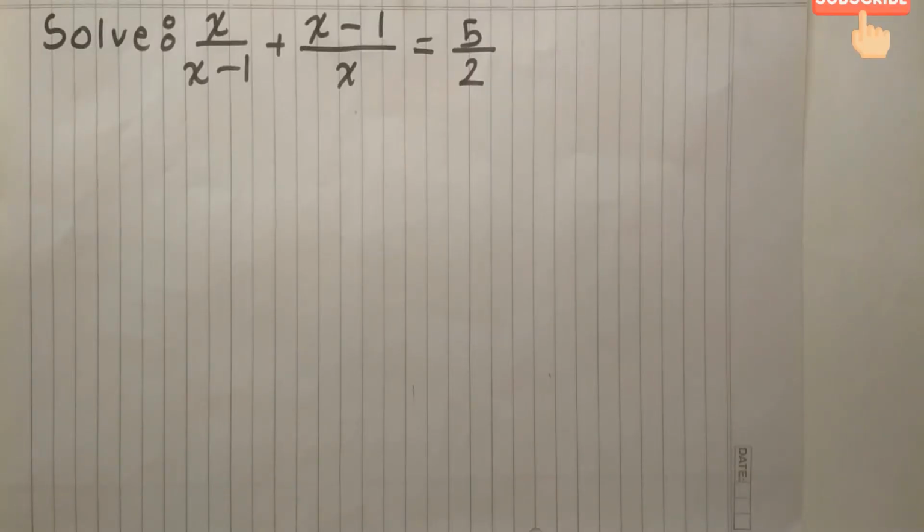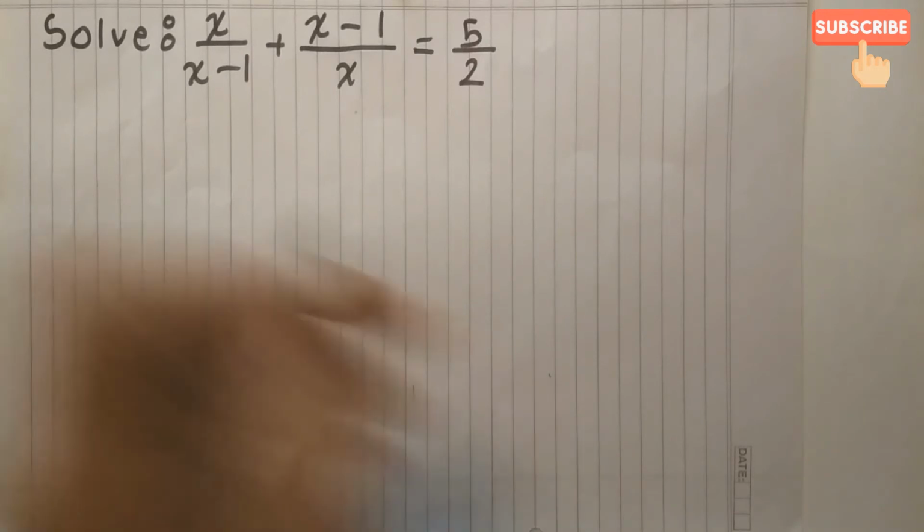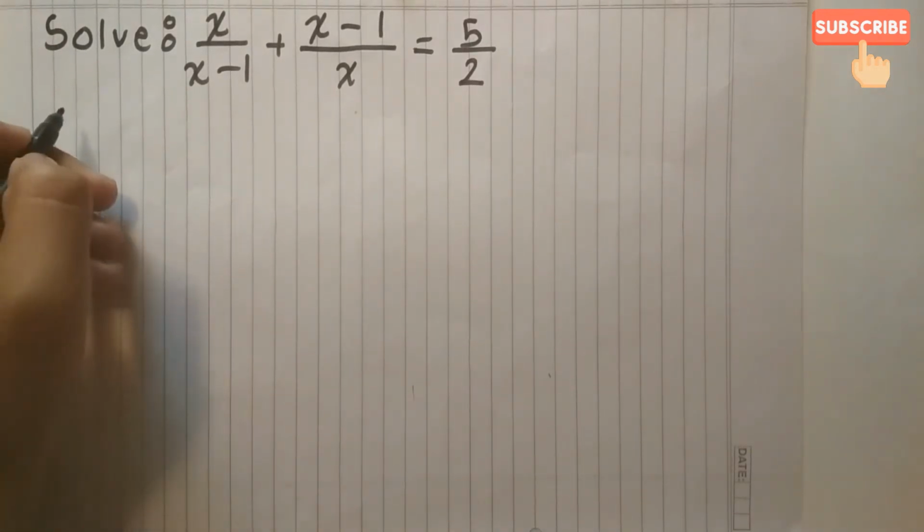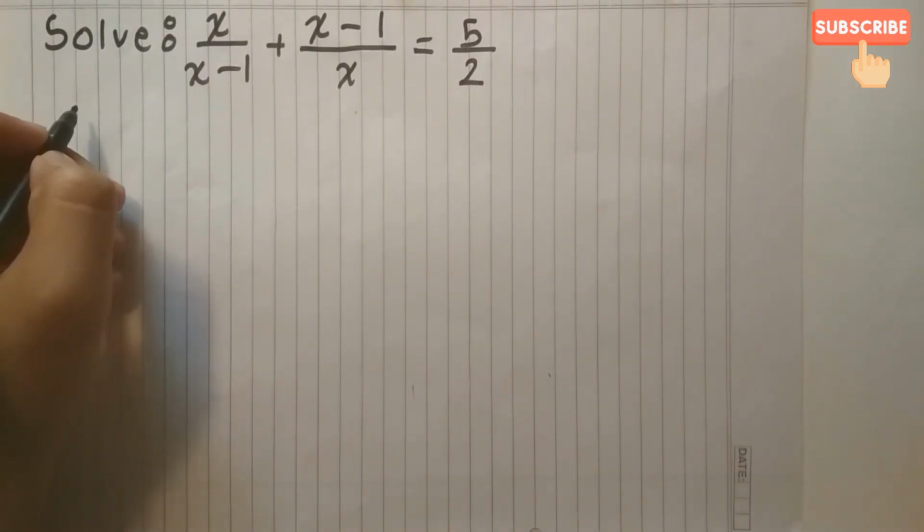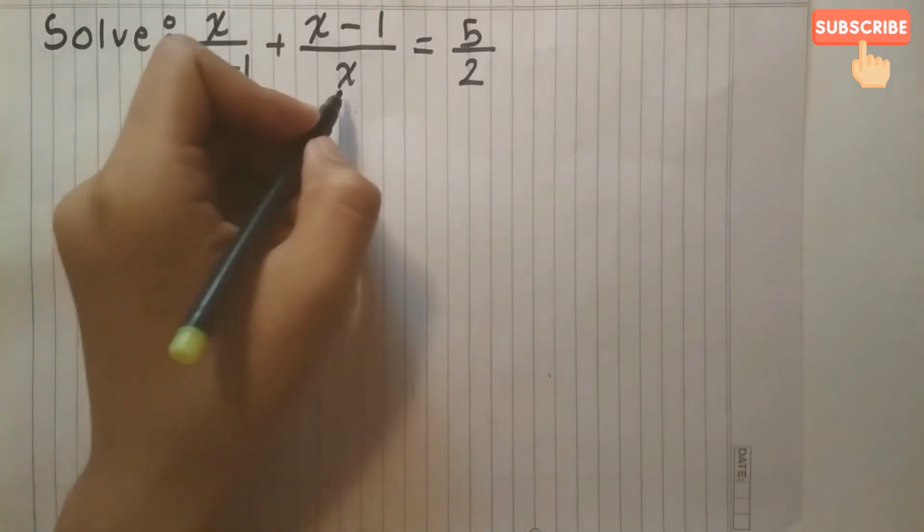Here we have got the question as x divided by x minus 1 plus x minus 1 divided by x is equal to 5 upon 2. And we'll again convert this equation in the form of ax squared plus bx plus c equals 0. So for that, first we'll add these fractions. So we'll multiply the first fraction's numerator and denominator by x.